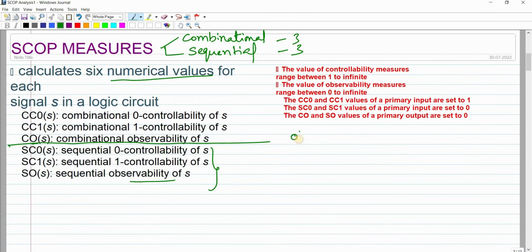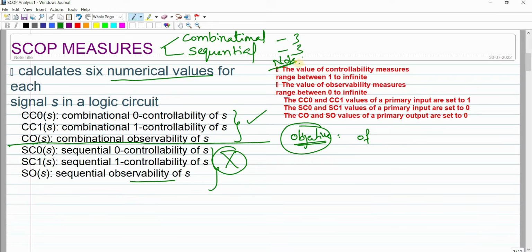The major objective of this particular video is to find out the combinational controllability and combinational observability of a particular logic circuit. We are not going to discuss sequential controllability and sequential observability in this video. We are going to concentrate only on these three: combinational 0 controllability, combinational 1 controllability, and combinational observability of a particular circuit. Please remember this point. In the next video I will cover the sequential 0 controllability, 1 controllability, and sequential observability. Fine guys. So please remember these points.